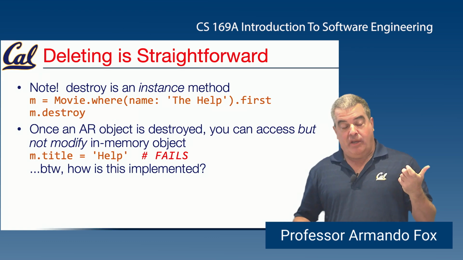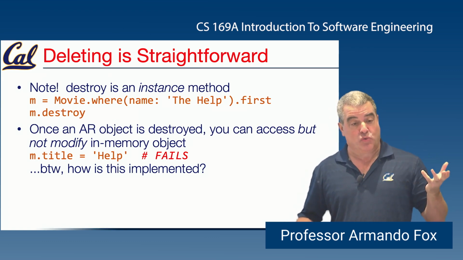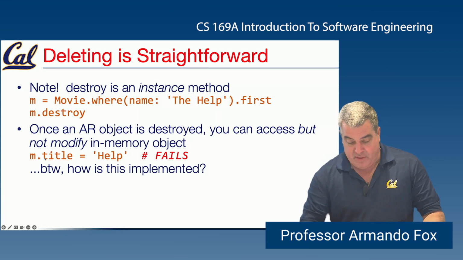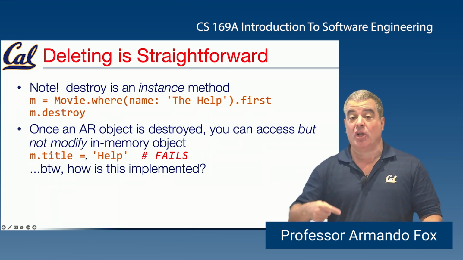How is this probably implemented? Part of it is that the in-memory object has to have some indication that it's no longer alive, right? It's been destroyed. And remember, as we keep saying, this looks like I'm just setting an attribute to a value, but I'm not, right? Remember that I'm calling a method.